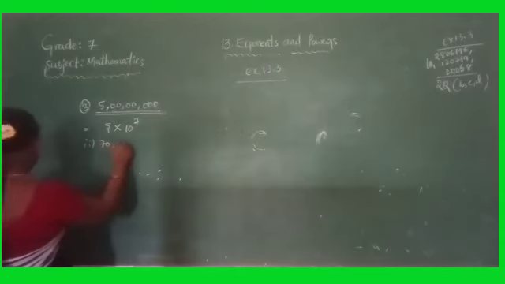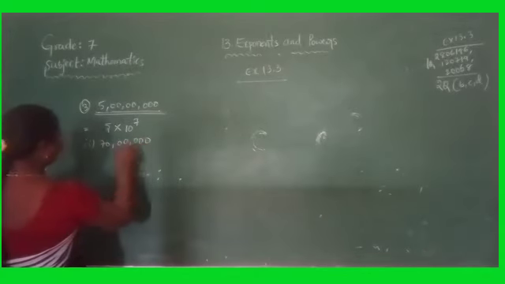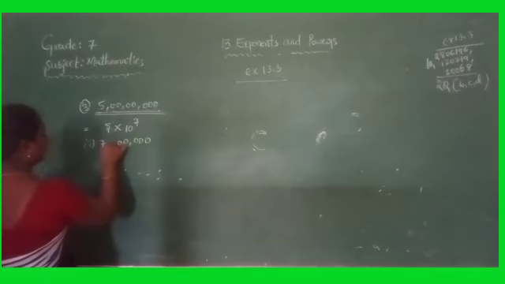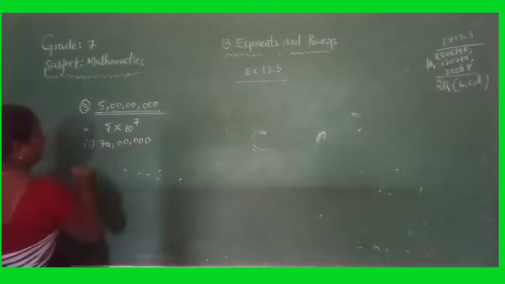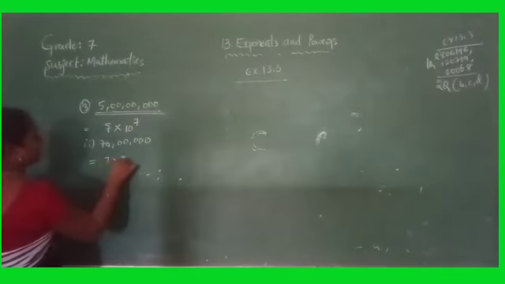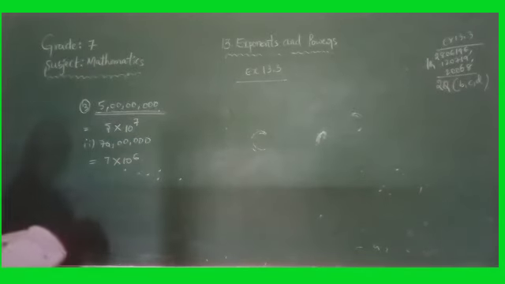Similarly, 70. Okay, here ones, tens, hundreds, thousand, 10,000, lakh, 10 lakhs, 70 lakhs. So these 70 lakhs we can write in the standard form. Simply you can write it as 1, 2, 3, 4, 5, 6, 10 to the power of 6.